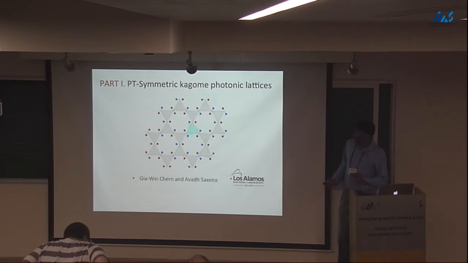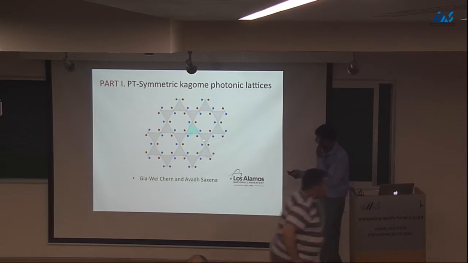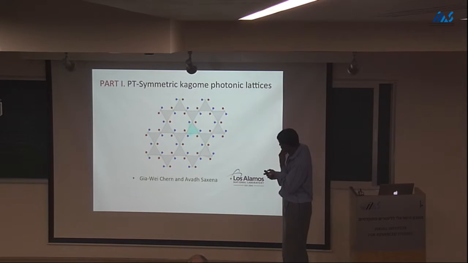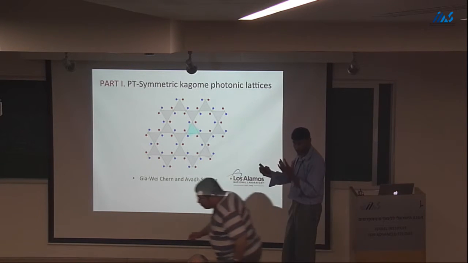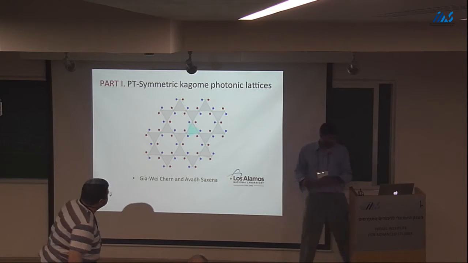So let me start with the Kagome lattice. So this is the Kagome lattice. As you see, up front, let me make it very clear. If I just put gain and loss at the vertices, you will always be in the broken regime, so it is not PT symmetric. So we had to devise a way by putting diamonds with gain and loss in this particular fashion. One sublattice is tilted this way, the other sublattice is tilted that way. So there is a chirality built in when you put gain and loss in this lattice.